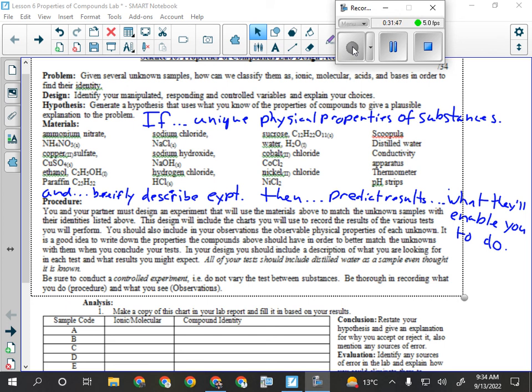Temperature change could be one. In fact, this is dropping. It went from 23, it's already down to 16, and it's still dropping. Incidentally, your ammonium nitrate, sorry, will do the same thing. So that might help you when you're doing your analysis. Ammonium nitrate during the solubility test is going to get colder.